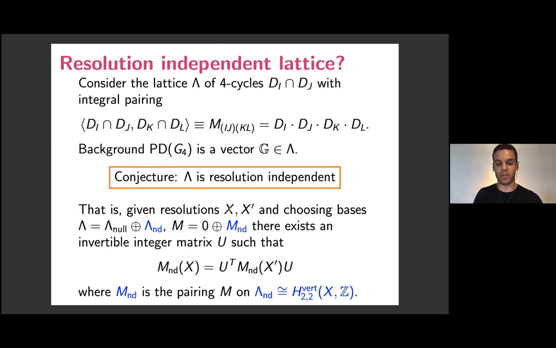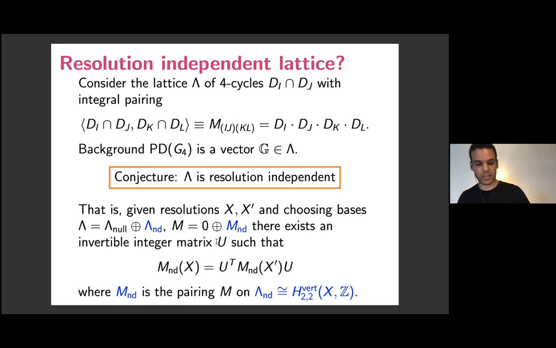That is to say, if we have 2 resolutions, X and X prime, and we choose bases such that we can strip off the null space, the degenerate part of this lattice, and just focus on the non-degenerate pairing that exists inside of M, there's an integer invertible matrix U such that you can do a change of basis from one to the other, and you get back the same object between any pair of resolutions.